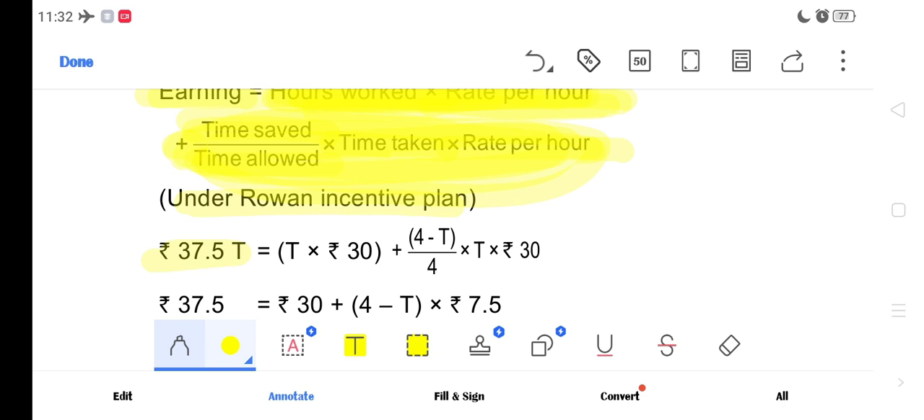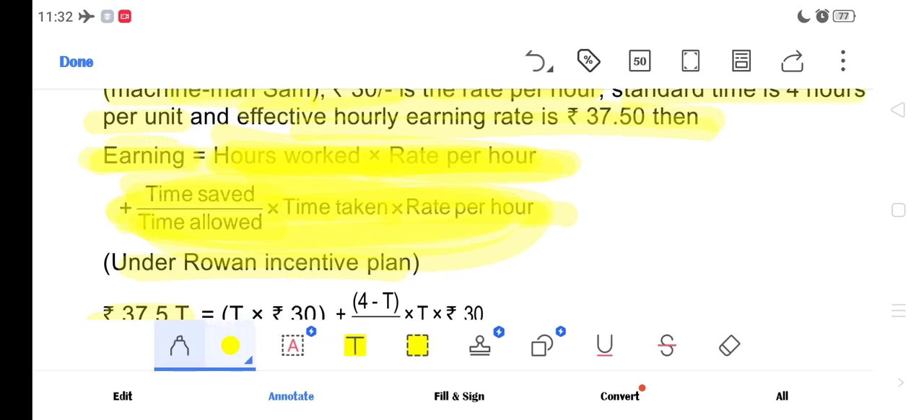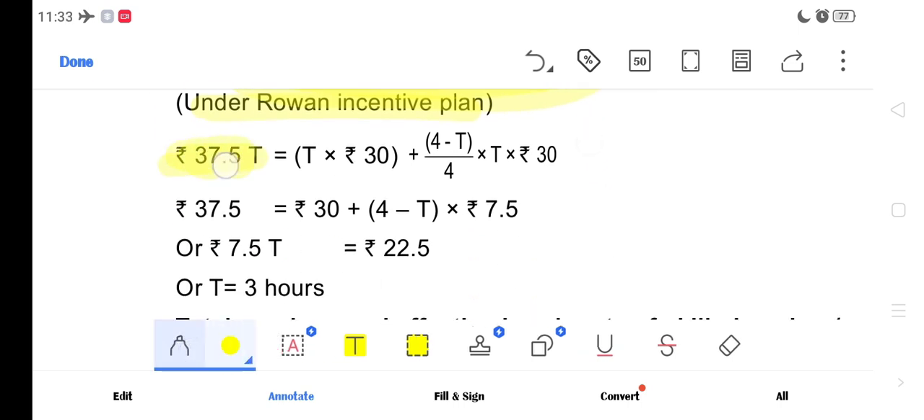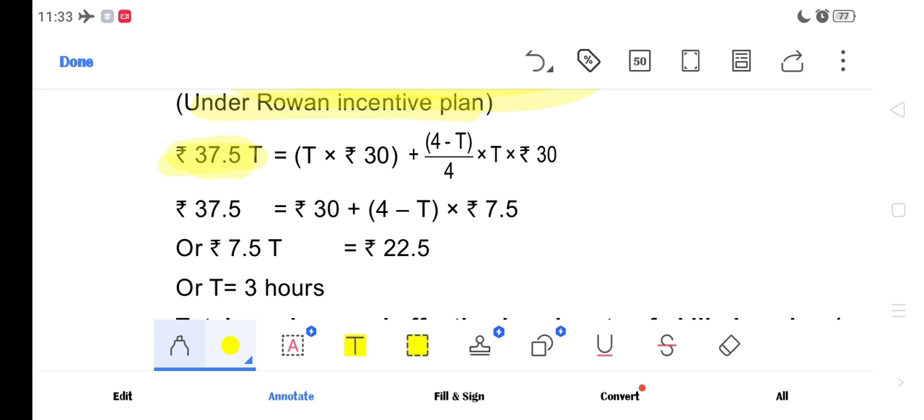37.5, but this is the effective hourly rate. I want total earnings only, the formula. Earnings here doesn't mean per hour, it says total earnings. So what are the total earnings? We know the effective hourly rate under the Rowan method is 37.5. If you multiply it by the time taken, you get the total earnings.